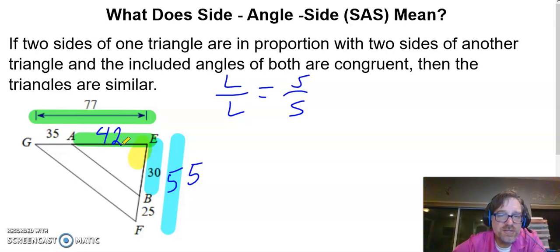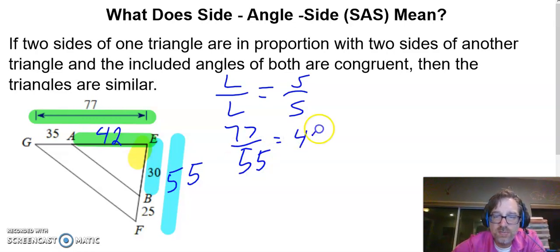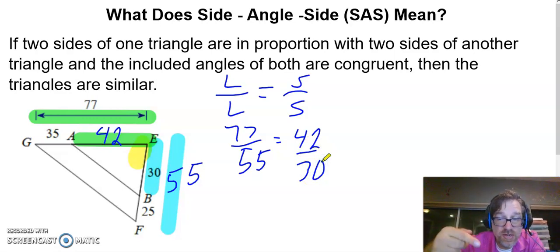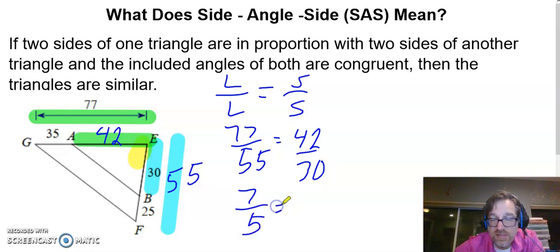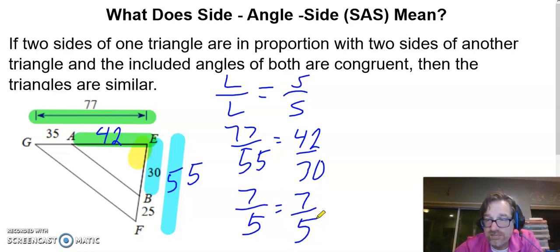So when I write this, we're going to write 77 over 55. And we're going to ask ourselves, does that equal 42 over 30? Please pay attention that I went the same way every time, top over bottom. So this becomes 7 over 5. And then I can divide both of those by 6, and that is also 7 over 5. Yes, they're the same fraction. That means those sides are in proportion.